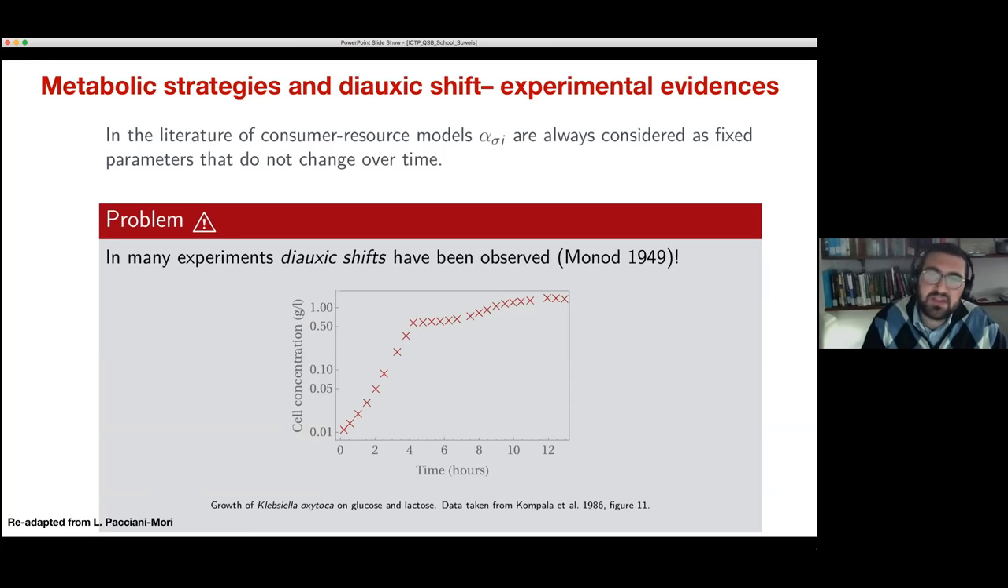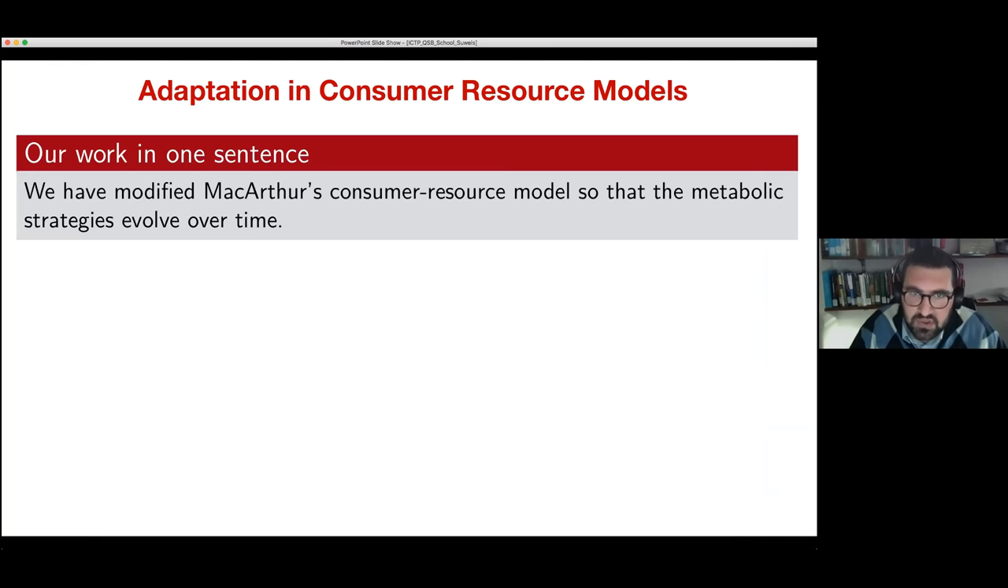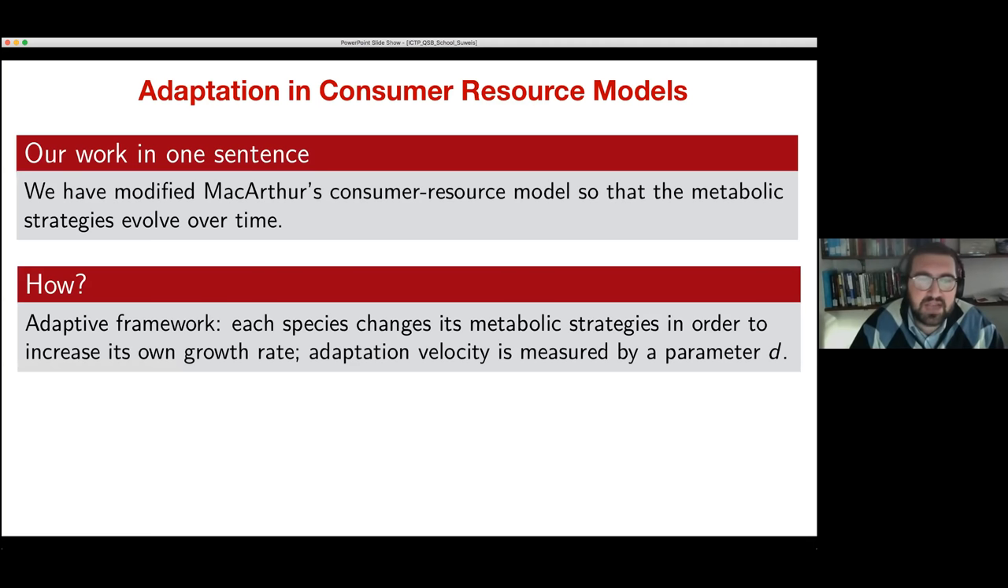Okay, so that's what we have done basically. We wanted to consider, in the MacArthur consumer resource model, metabolic strategies that evolve in time. So this means to write an equation for the metabolic strategies.